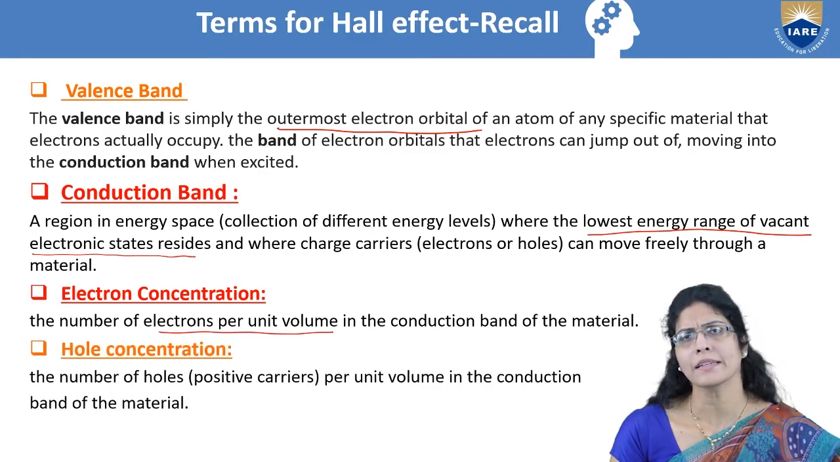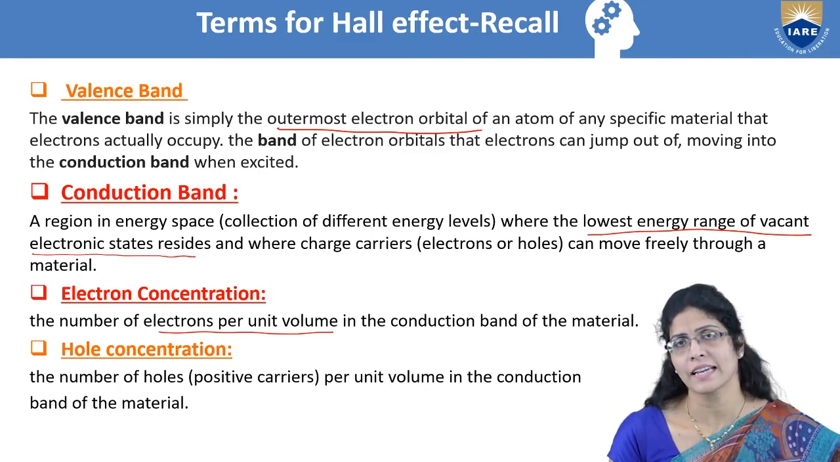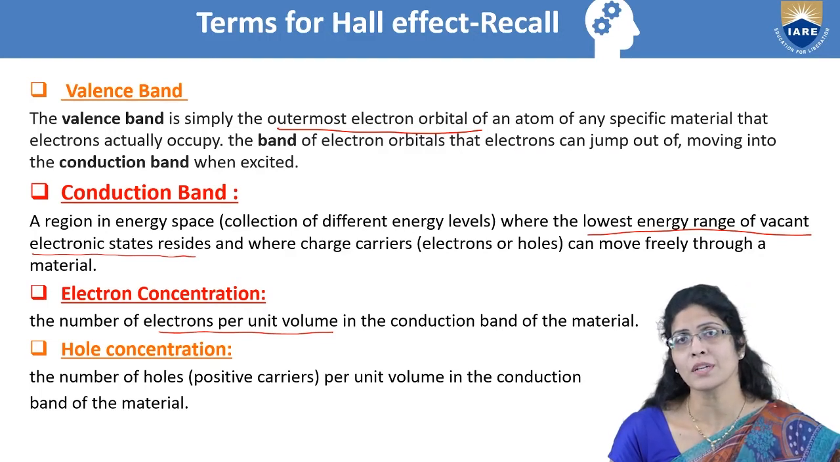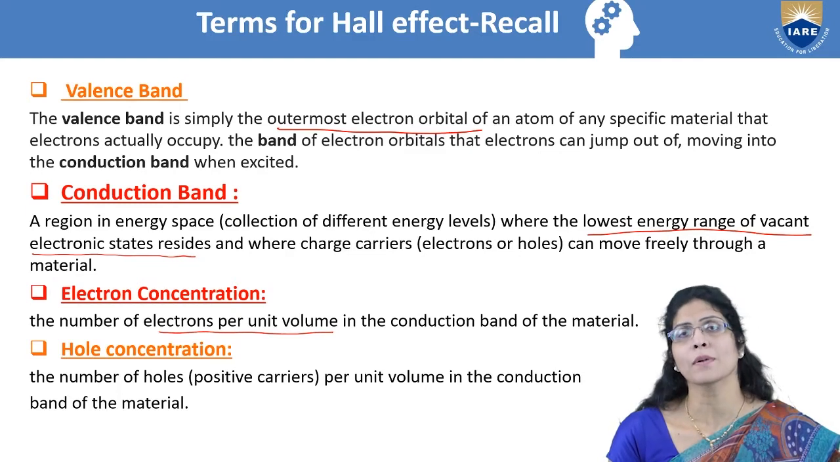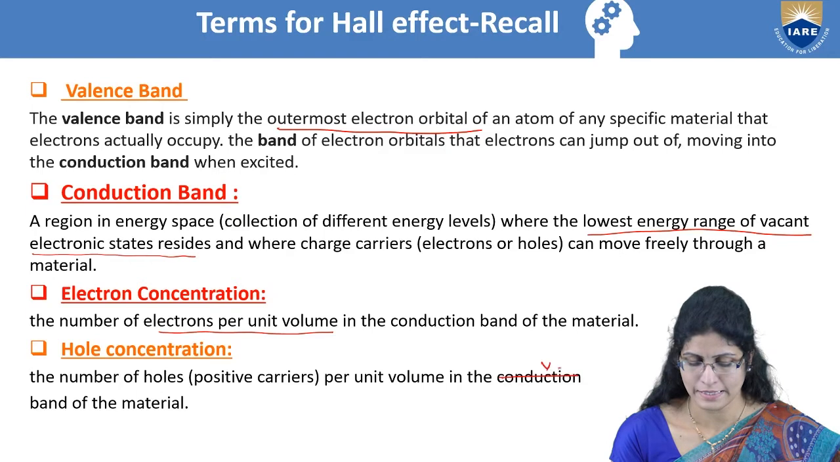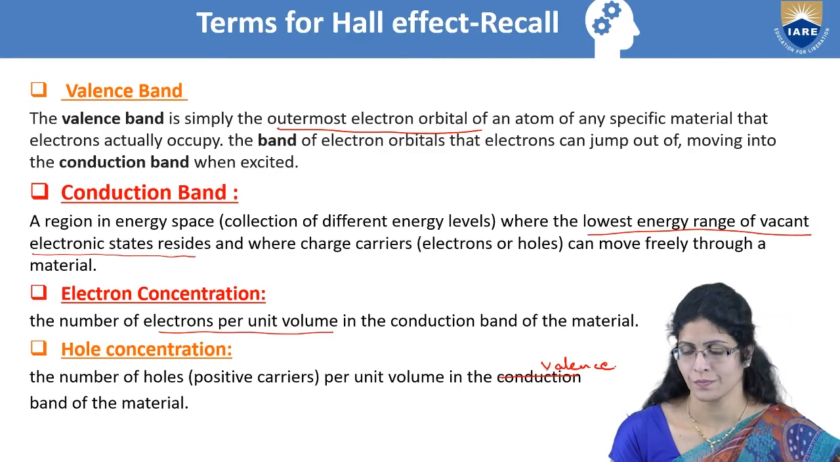So what will happen then? These electrons, when excited to the higher energy levels, leave a positive vacant site which is known as a hole. The number of holes per unit volume in the valence band of the material is known as the hole concentration.